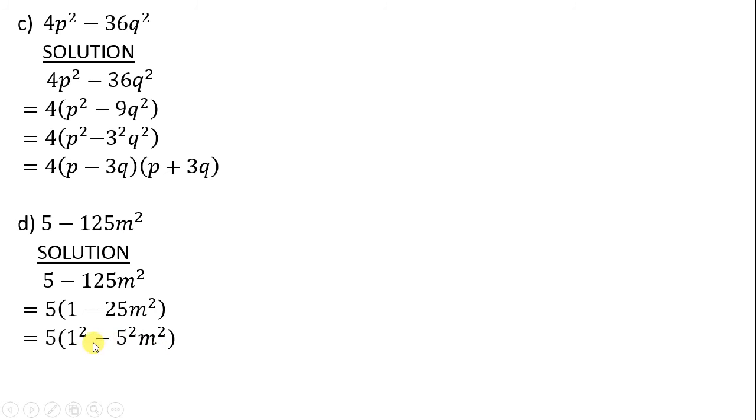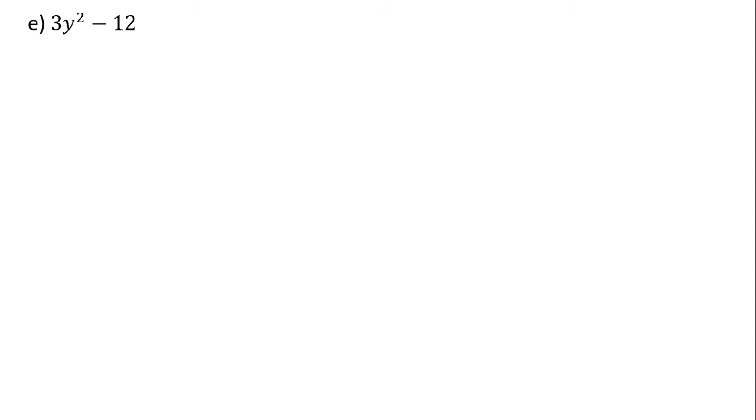Now we are asked to subtract squares. So what we are going to do is to get the difference of the bases times the sum of the bases. Our bases will be 1 minus 5m times 1 plus 5m. Let's do that. Our answer is 5, open your brackets, 1 minus 5m, close your brackets, open your brackets, 1 plus 5m, close your brackets. As simple as that. We continue.